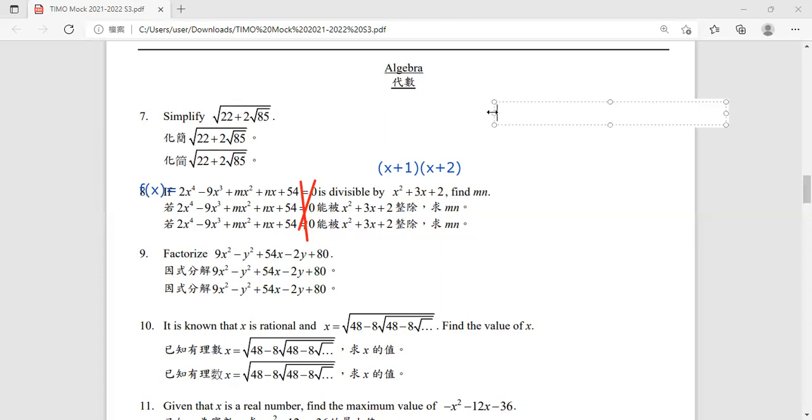We can use the factor theorem, the special case of the remainder theorem. Now, for f(x) divisible by this, I can say that f(-1) and f(-2) are 0. So I put x equal to negative 1 and x equal to negative 2.